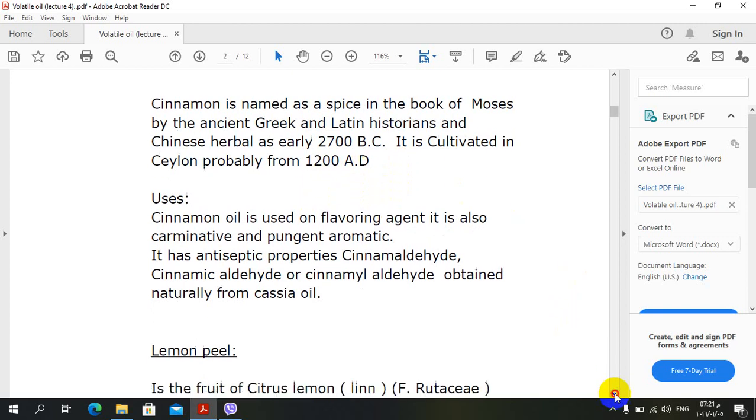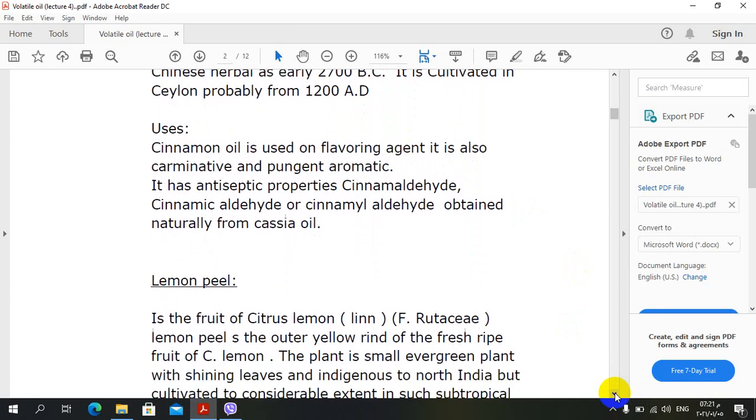Uses: cinnamon oil is used as a flavoring agent. It is also carminative and pungent aromatic. Pungent يعني لاذع. It has antiseptic properties. Cinnamaldehyde, cinnamic aldehyde or cinnamyl aldehyde obtained naturally from cassia oil.